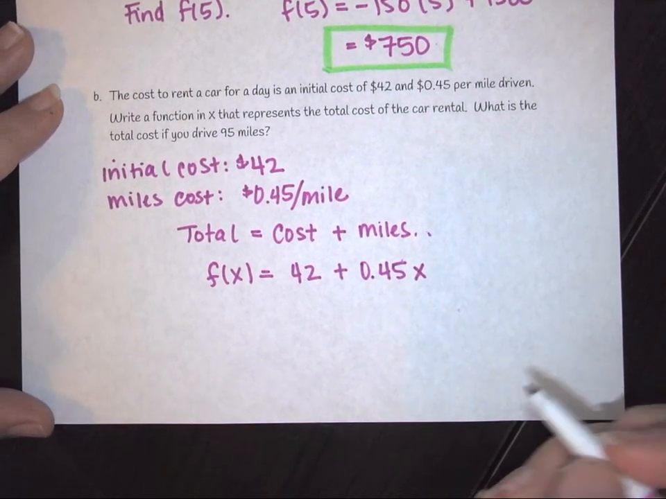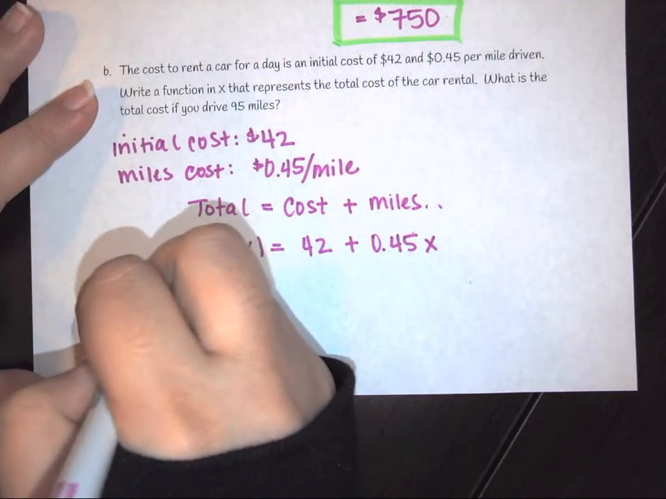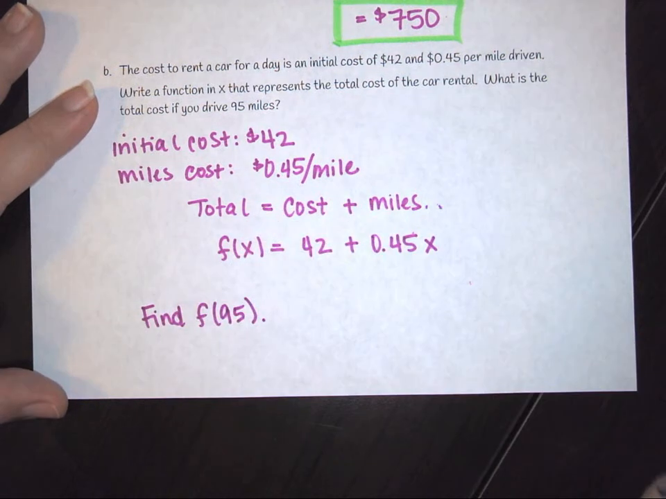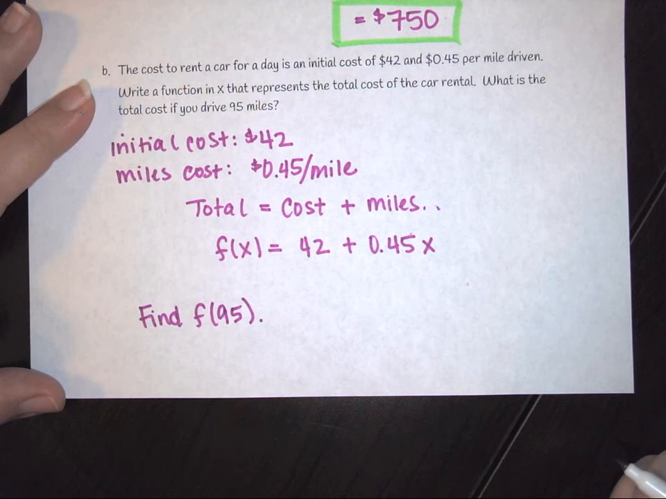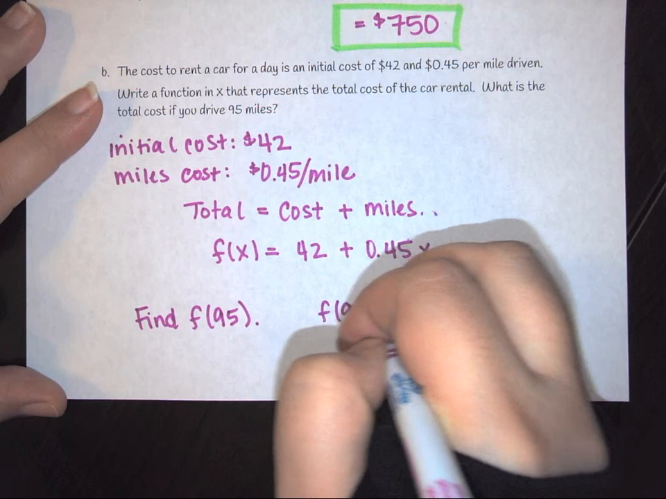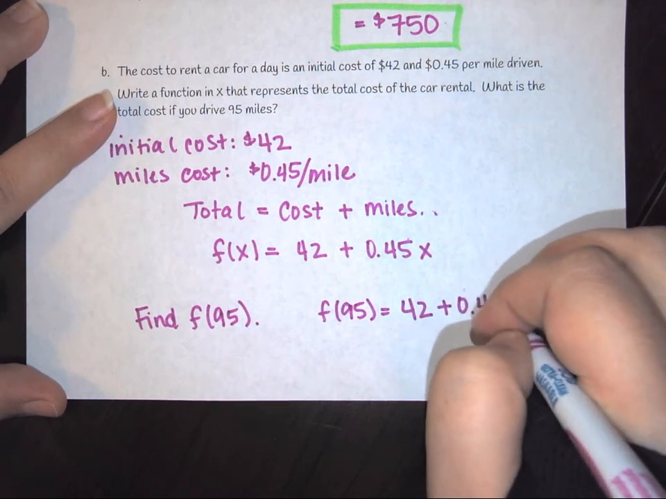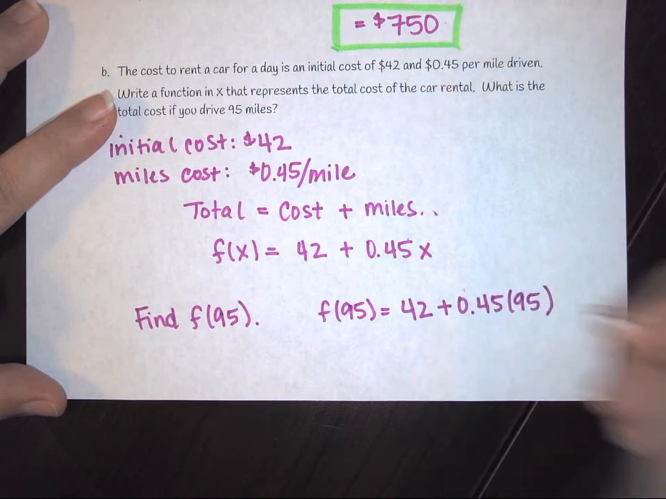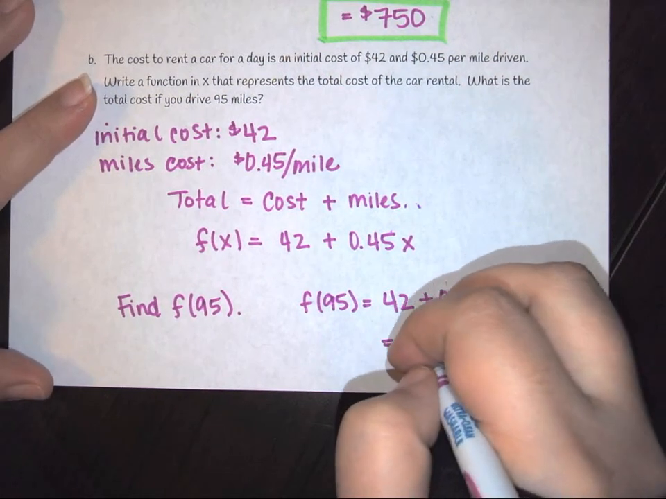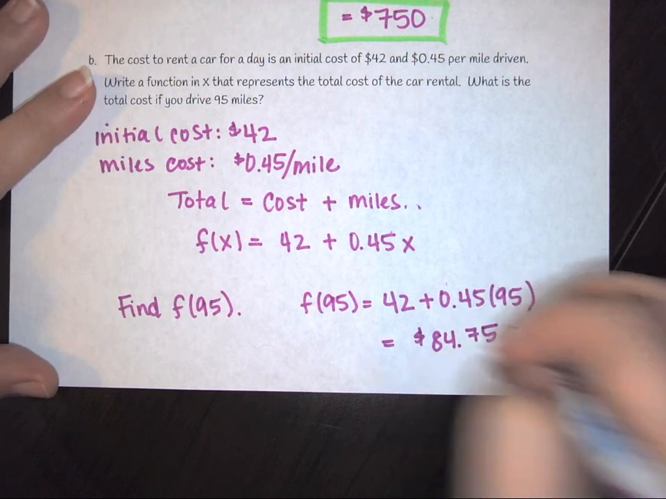Now the second part says, what is the total cost if you drive 95 miles? So again, we are being asked to find f of 95, or 95 miles. So here we know f of 95 has to be my cost of 42 plus 45 cents per mile, and I drove 95 of them. When I simplify that out, I come up with an answer that says $84.75.